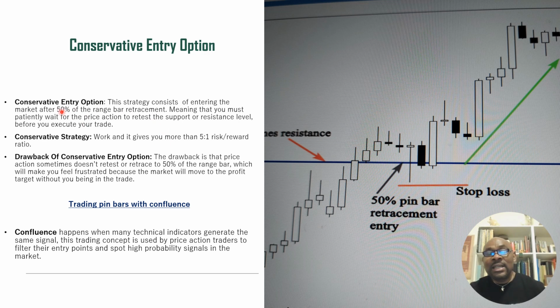And the next one I'm going to teach you is the conservative entry option. This strategy consists of entering the market after 50% of the range bar retracement, meaning that you must patiently wait for the price action to retest the support or resistance level before you execute your trade. This is another strategy.